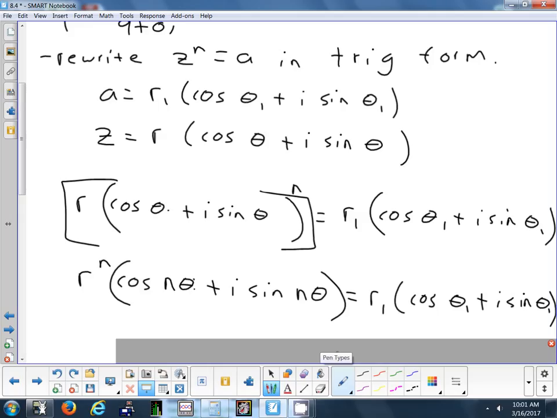In an actual problem, n will be a number. Okay, you will know that number. And r1 will be a number, and theta 1 will be a number. So at this point, the only letters you're going to have in the problem are going to be r, you're going to have a letter here, and you're going to have a letter here, and the same letter there. So the three things that I circled will be the only things in the problem that are not numbers.